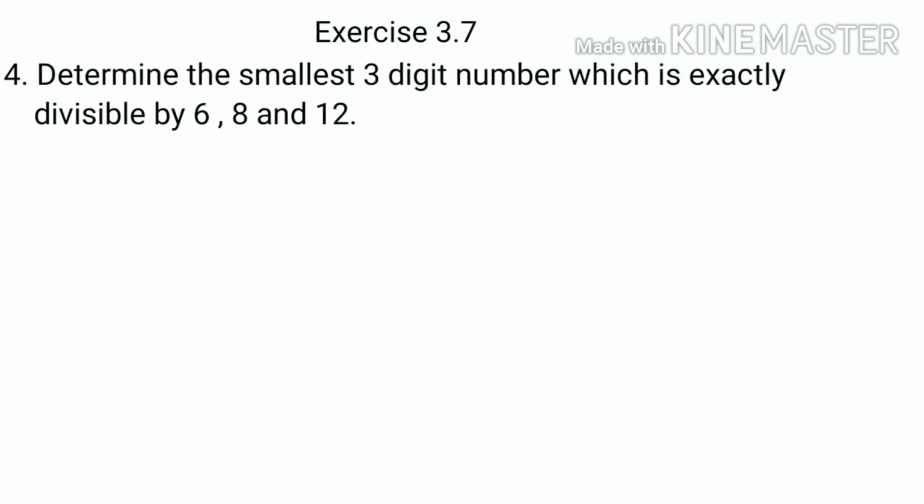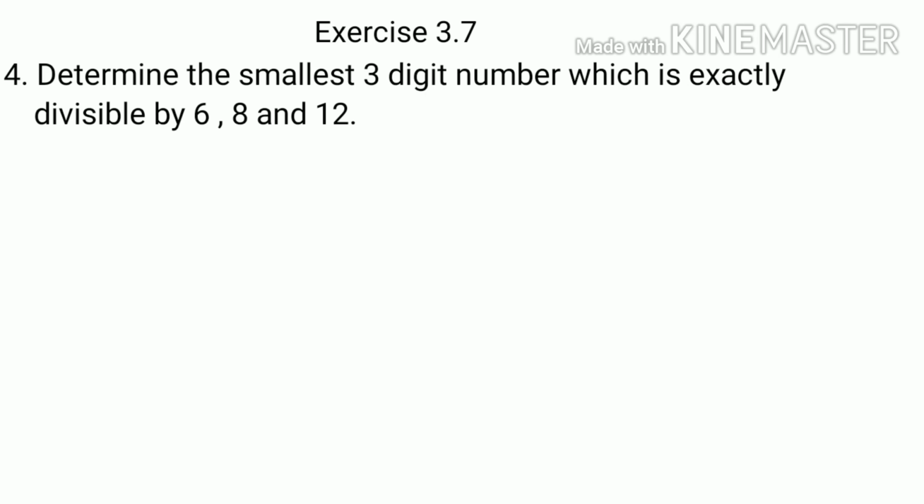Question number 4. Determine the smallest 3-digit number which is exactly divisible by 6, 8 and 12. So we have to find the smallest 3-digit number which can be exactly divided by 6, 8 and 12. Since in this question the keyword is smallest, so in order to find the number, we need to first find the LCM of 6, 8 and 12.